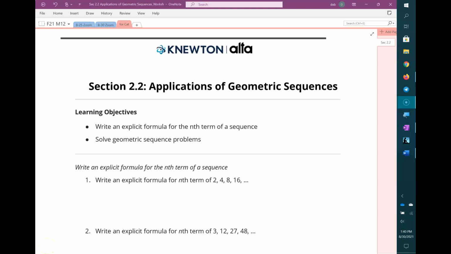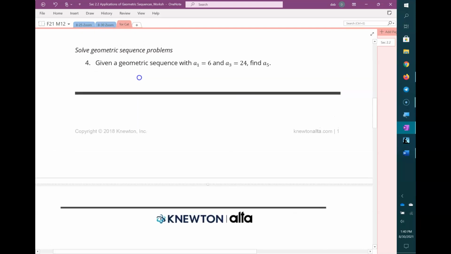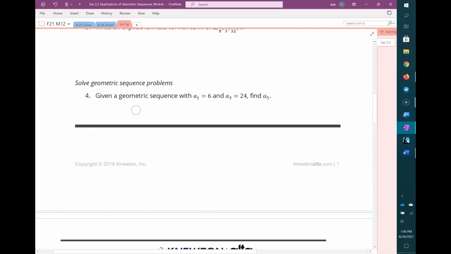So the question you're asking comes from section 2.2, and this is the worksheet that's available in the module, section 2.2. So it looked like the questions you were asking came from this region of given a geometric sequence with a couple of terms given and find additional terms. So let's talk a little bit about how geometric sequences get built.